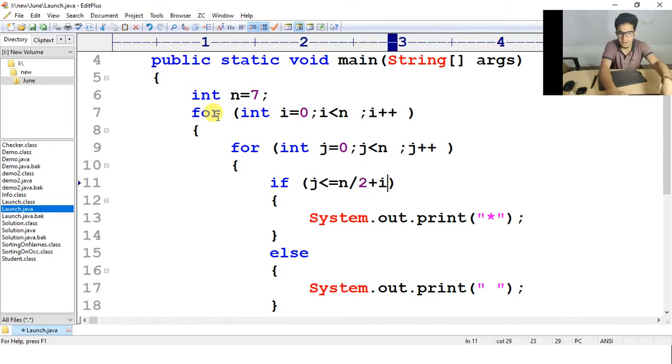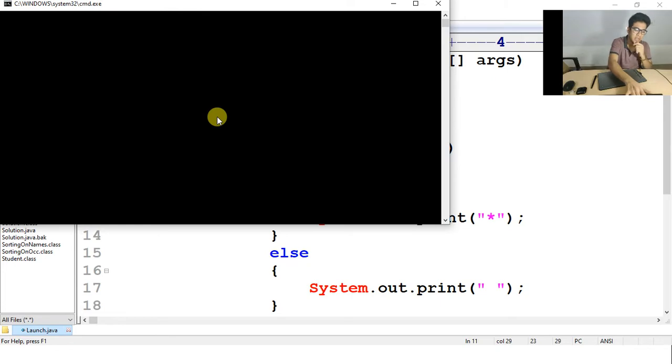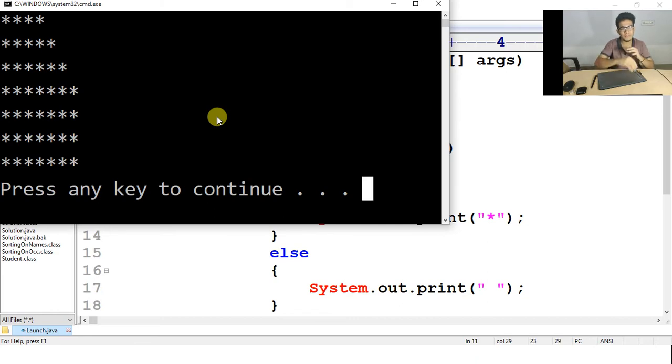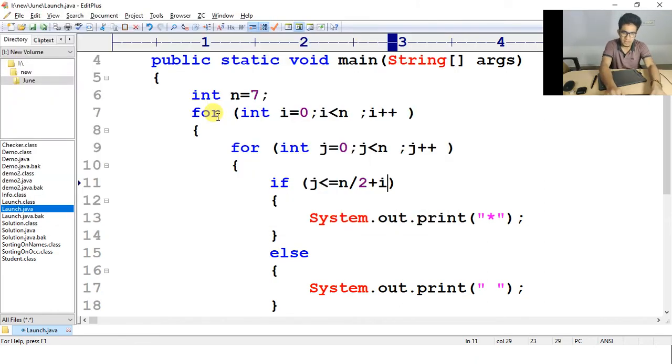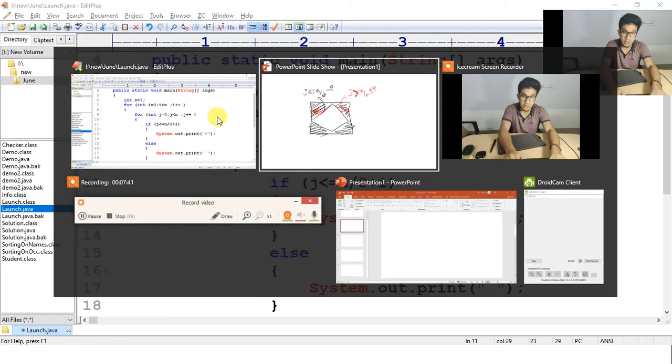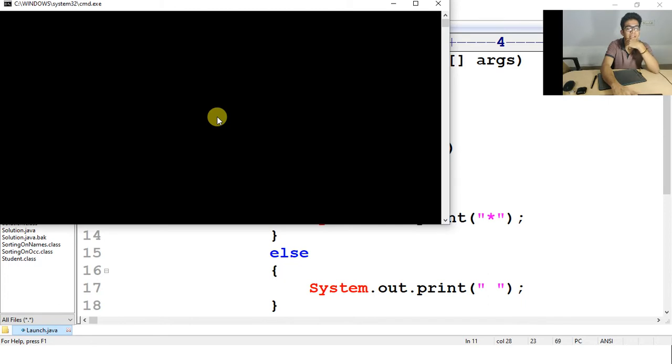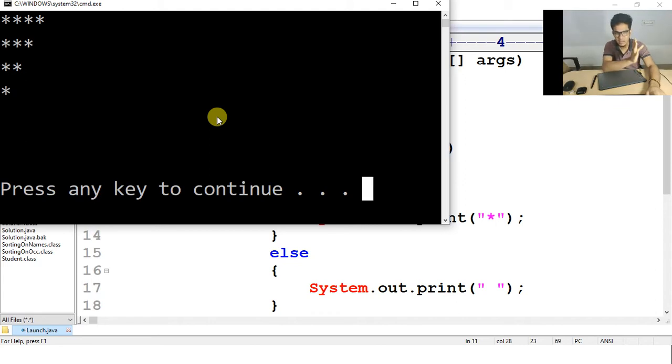I'll compile. Okay, so when I execute, watch here. See, J is less than n by 2 minus I, right? What I have written is plus I, but it is minus I. If I write like that, J is less than n by 2 minus I, so I'll be getting that area, right?